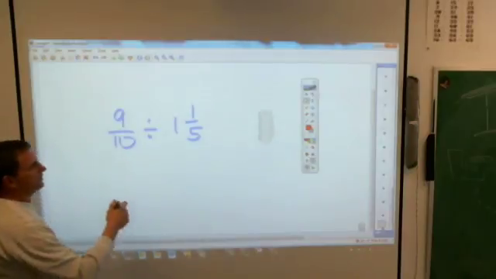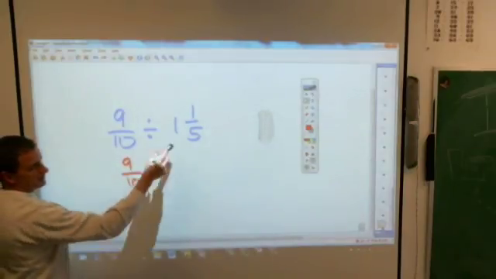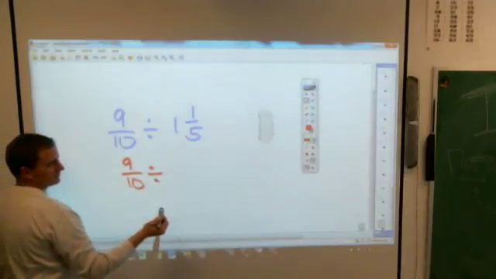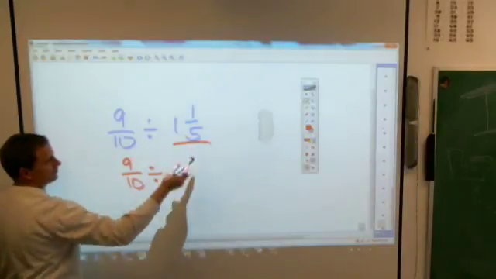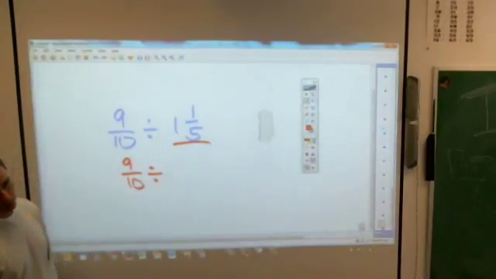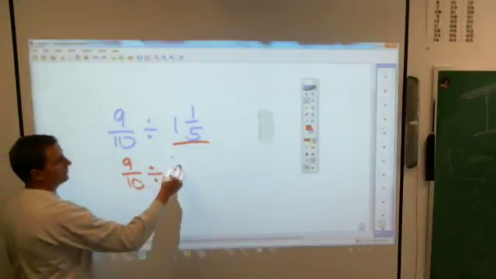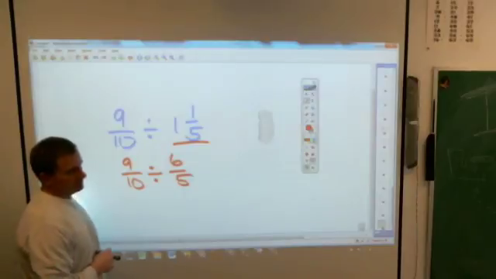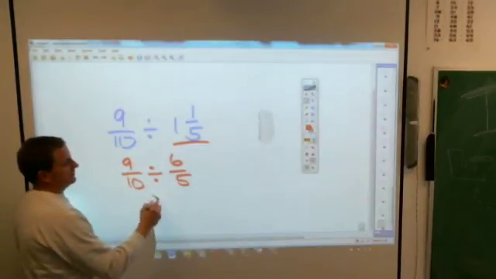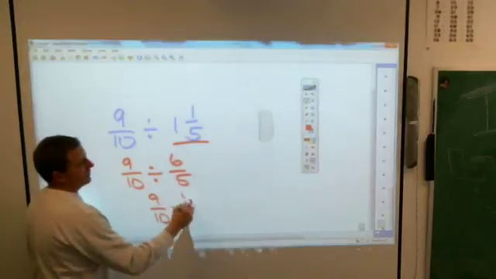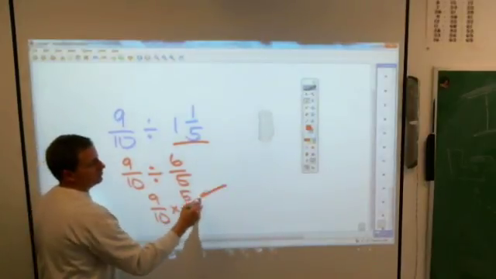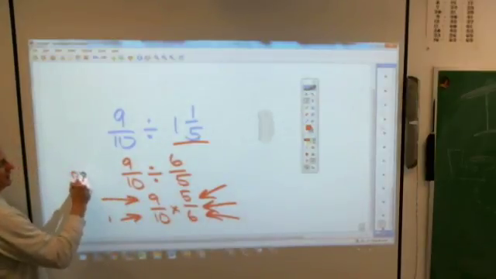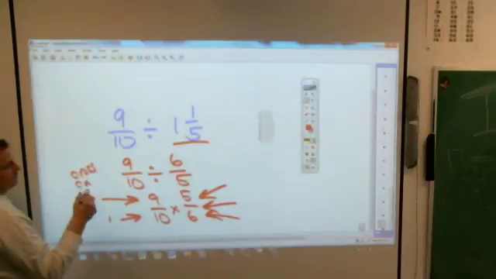What happens with division? Well, the first thing I'd have to do is make this improper, correct? Which is what, Chase? What's 1 1/5 as improper? 6/5. Now, how do I divide by fractions? Cassandra? You have to flip this. Flip the second one, so this is 9/10 times 5/6. Once you get it to be a multiplication problem, then and only then can you cross cancel or reduce before you multiply.